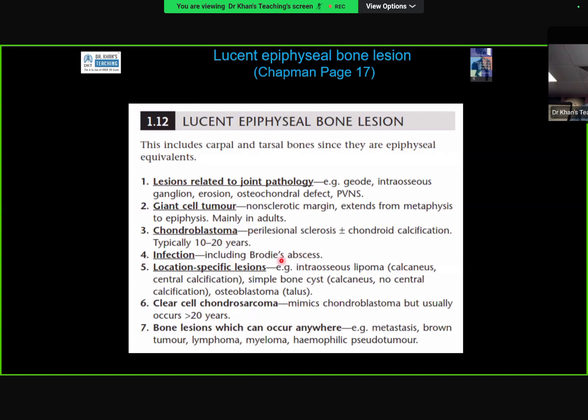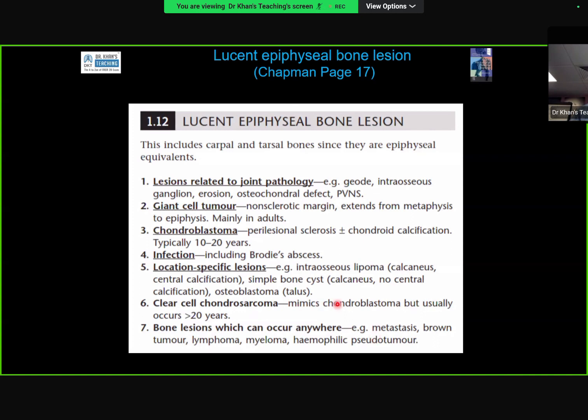Infection, of course, we have to keep that. Local specific lesions, this is in talus calcaneum, we chondrosarcoma, no. And then comes these lesions, which can occur anywhere. For example, metastasis, you did well, where you mentioned that. Myeloma, we cannot keep in this age group.